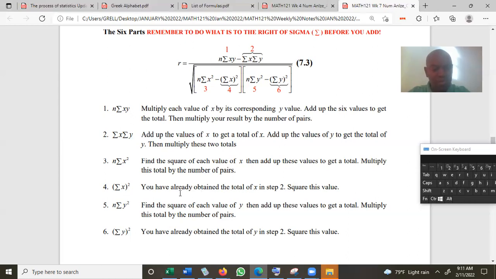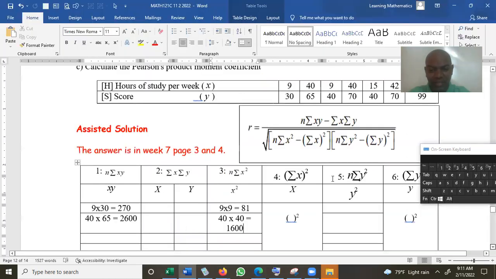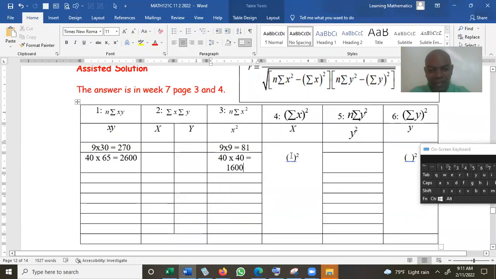So now we're going to square this value. All right, so this is why I normally call this number one of the easiest numbers to find in this formula, because it's only one thing we have to do now, because we have already found the sum of x. If you go to the table that is prepared, you will see that all you have is a bracket and a square. So in that bracket, you will put the sum of x and just square the sum of x and write the number that you get right here.